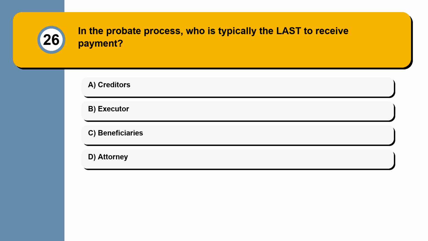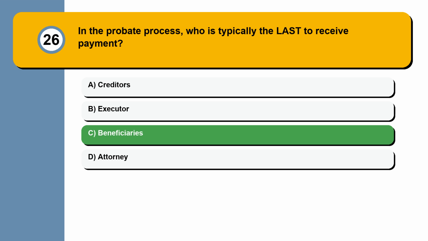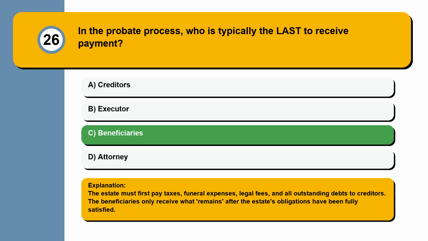Question 26. In the probate process, who is typically the last to receive payment? Creditors, executor, beneficiaries, attorney. The estate must first pay taxes, funeral expenses, legal fees, and all outstanding debts to creditors. The beneficiaries only receive what remains after the estate's obligations have been fully satisfied.